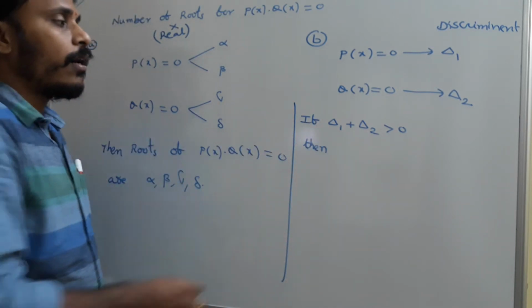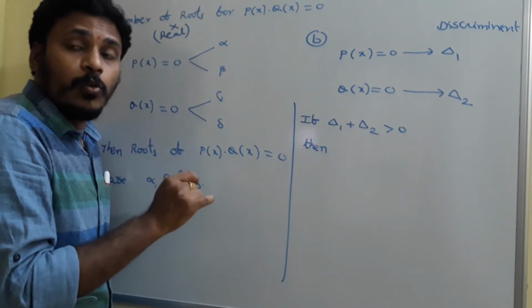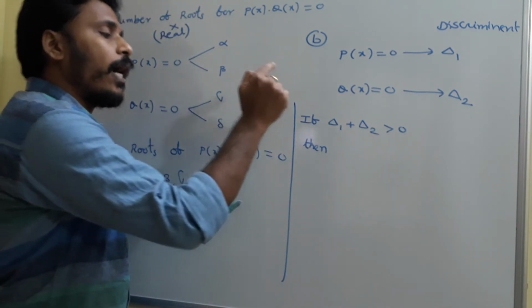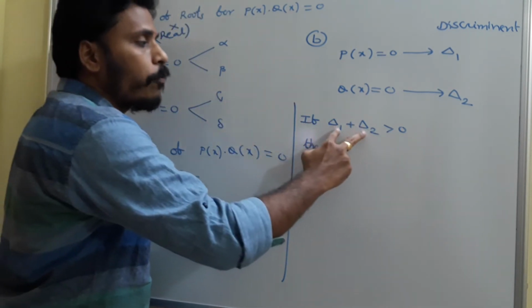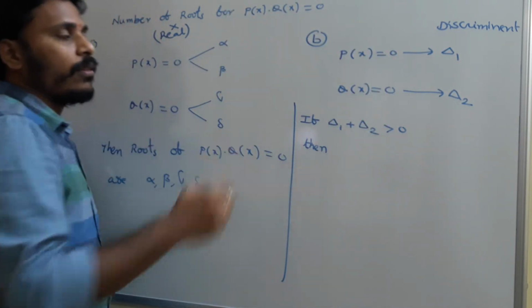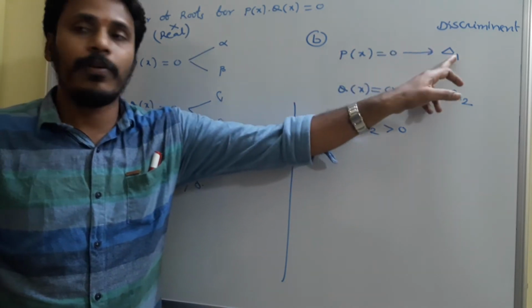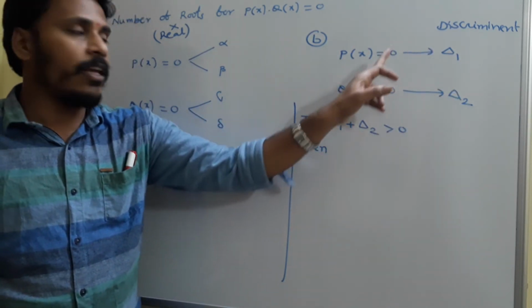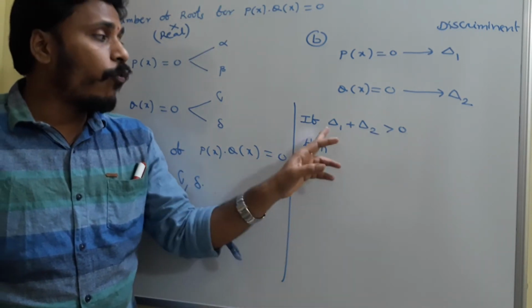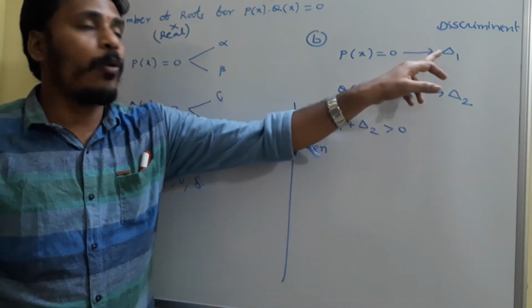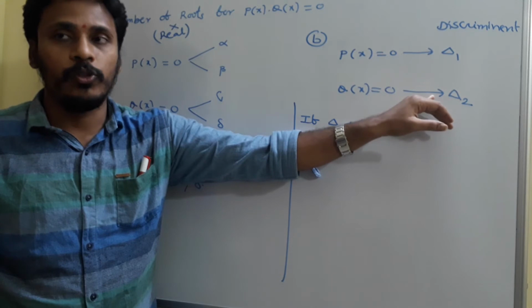In the sense, at least one of these two is positive. At least one means one of these two is positive or both are positive. If both are positive, then these two equations have real roots. If delta 1 is positive and delta 2 is positive, then the product has real roots. Whereas if one is positive and one is negative, the positive one has two real roots, and the second one, being negative, has no real roots.